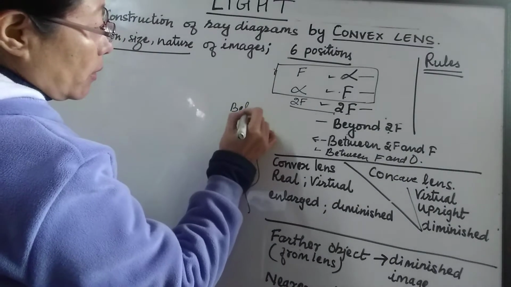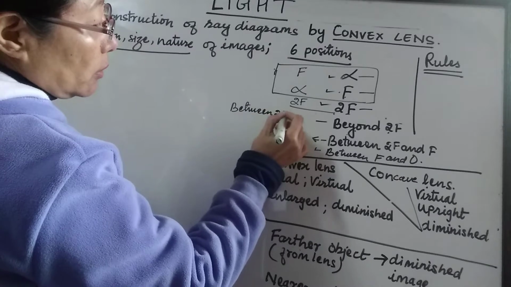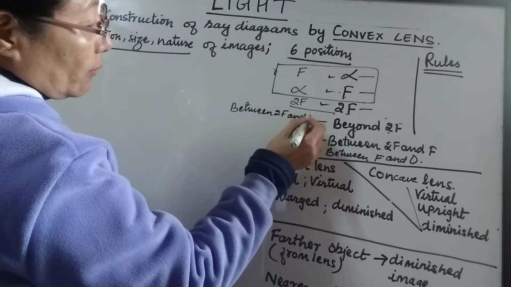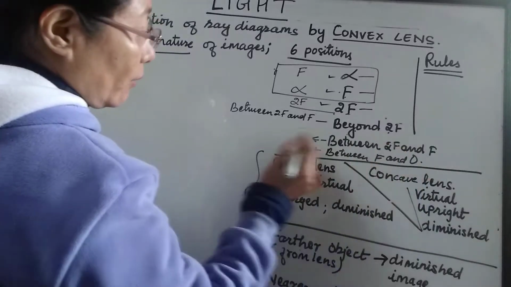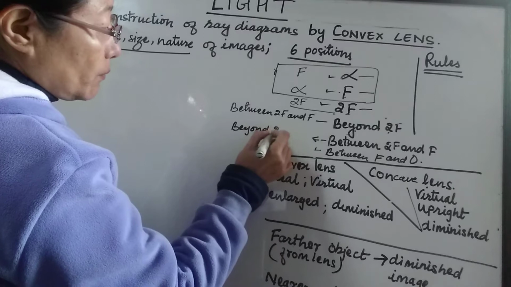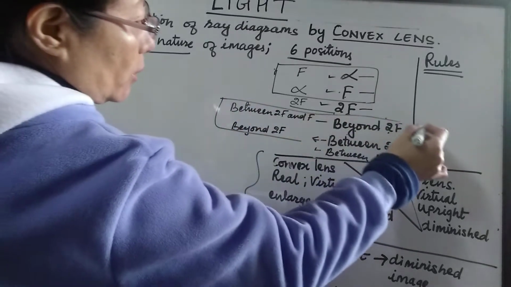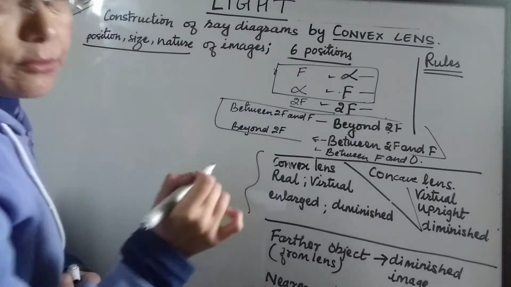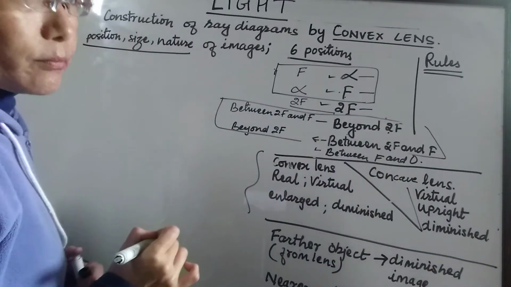Between 2f and f, on the other side. Whereas when the object is between 2f and f, the image will be formed beyond 2f. These two are opposite to each other. So these 5 positions are easy to remember. Now the last one is between f and O.